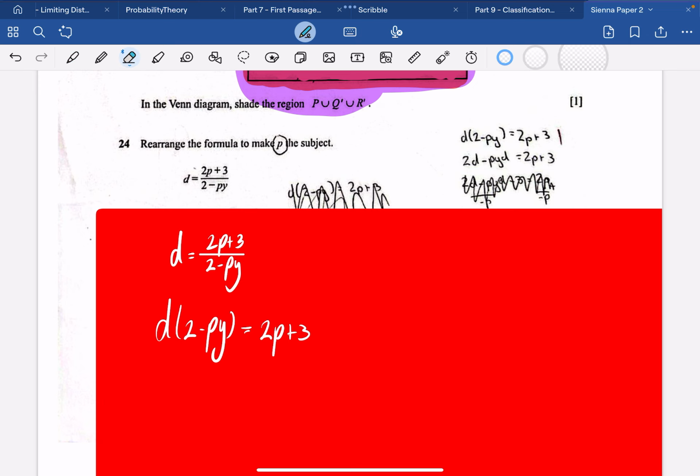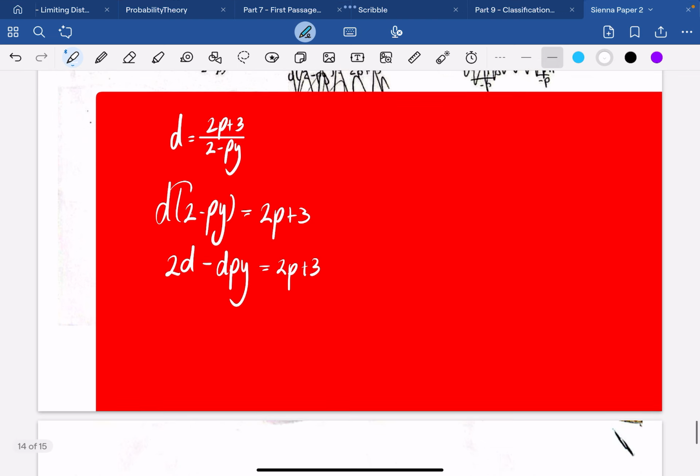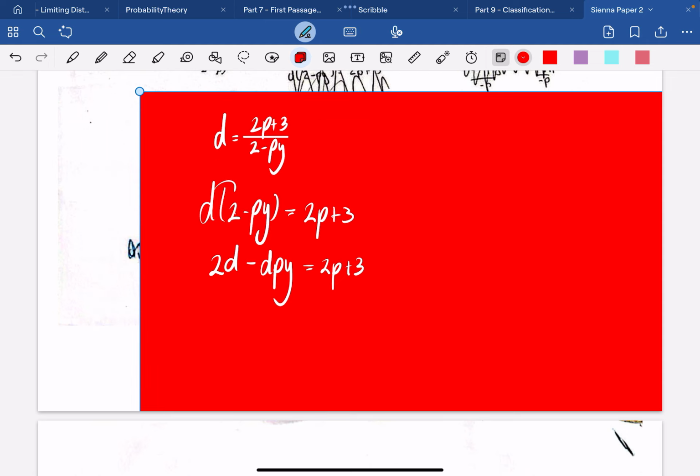See what I did there? I multiplied both sides by 2 minus py, okay? Now I multiply the d in. Got 2d minus 2d... minus dpy is equal to 2p plus 3. Perfect.